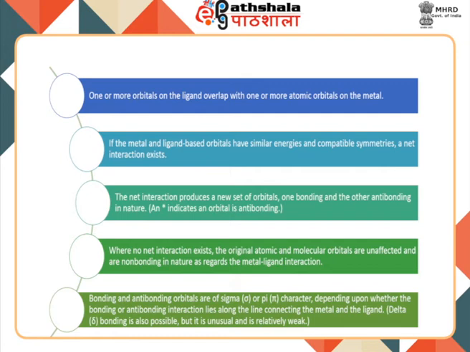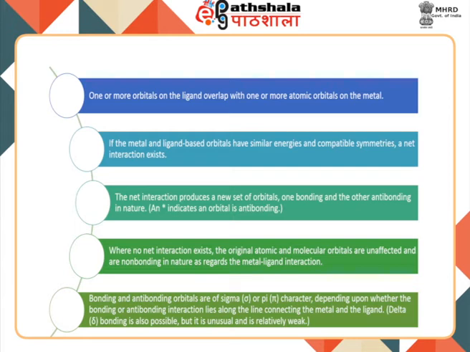The principles of ligand field theory are similar to those for molecular orbital theory. These are: first, one or more orbitals in the ligand overlap with one or more atomic orbitals in the metal. Second, if the metal and the ligand-based orbitals have similar energies and compatible symmetry, a net interaction will exist. Third, the net interaction produces a new set of orbitals, one bonding and the other antibonding in nature.